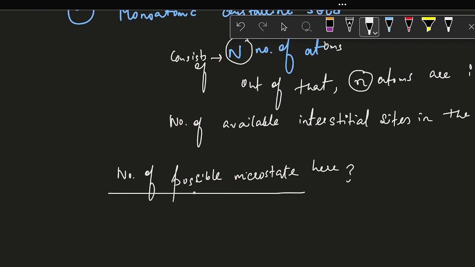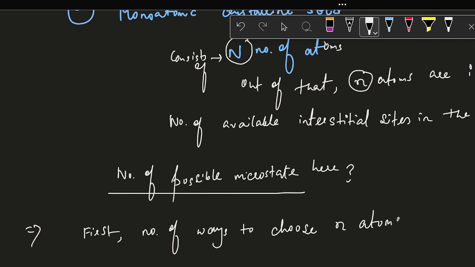So this is very simple. Again, a combinatorial problem. First of all, you have to understand what to do. Firstly, the number of ways to choose small n atoms out of capital N total atoms in the solid. This will be capital N C small n.